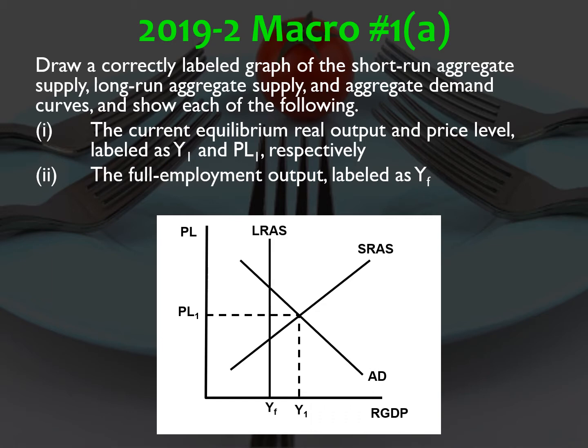LRAS is vertical, and it is at an output level below current output. So YF is below Y1. This is an economy that's above full employment. So actual real GDP is above potential real GDP.